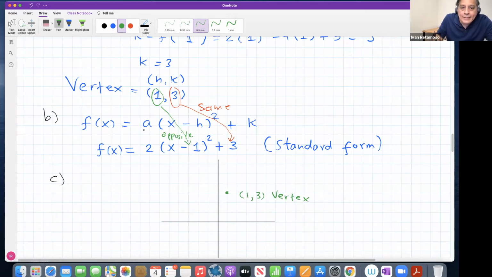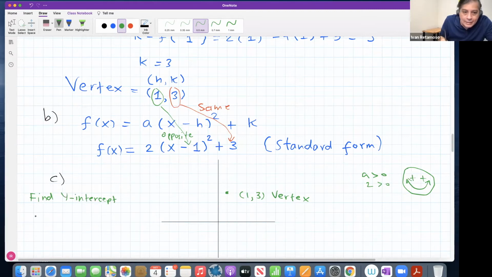Now, a is greater than 0, because 2 is greater than 0. So I am dealing with a happy face. I know my parabola has to open upward from this vertex, right? But how narrow or how wide is my parabola going to be? I don't know. In order to have an idea, use the y-intercept. This will give you an idea.